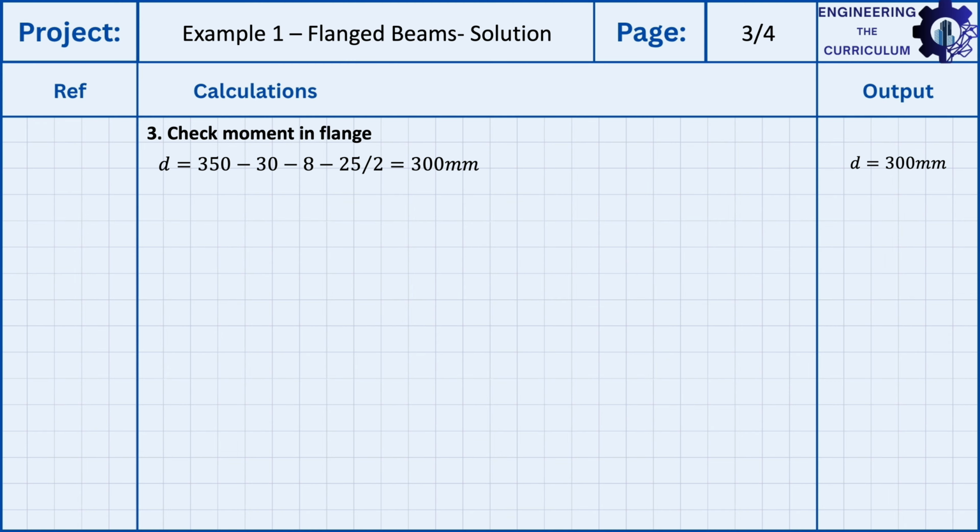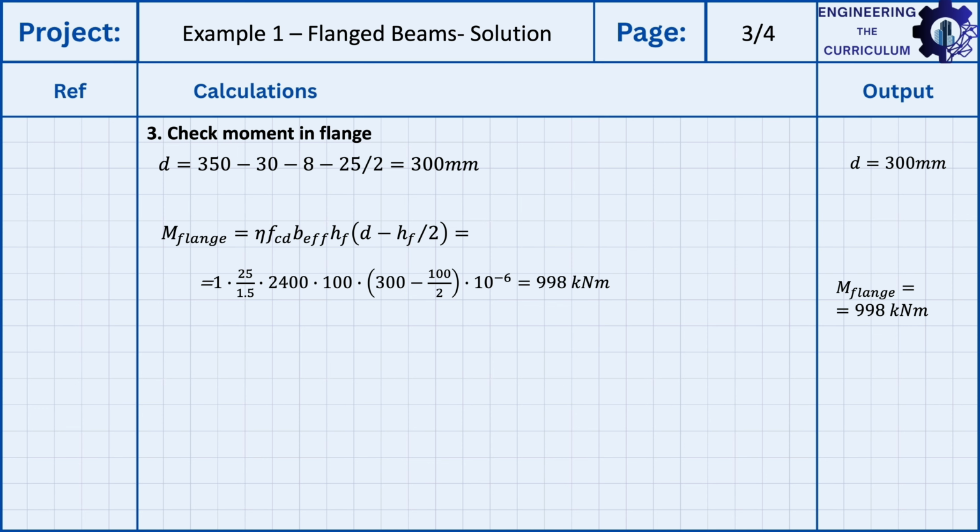So first thing, we need to find D, the effective depth. And that is 350, that's the total height of our beam, minus 30, which is the cover, minus 8, which is the secondary steel or the shear steel, and minus half of the principal reinforcement. And that gives us a D of 300 millimeters. Now that we have D, we can calculate the moment that the flange can carry without extending into the web.